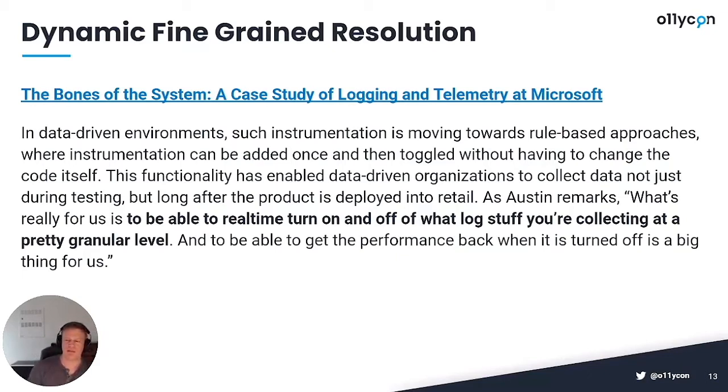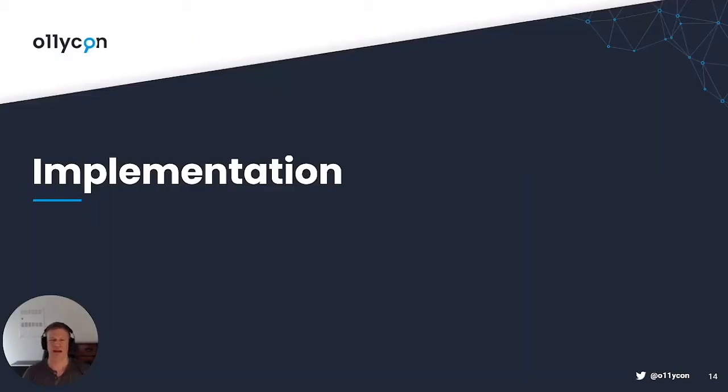They mentioned that what's really important for them is to be able to get log stuff at a pretty granular level and turn it on and off in real time, and then be able to get the performance back when it's turned off. So they want to be able to turn on debug logging for a particular branch, for a particular subsystem, showing them exactly what's going on, take the hit to performance, and then turn that off again afterwards. And we don't really have a way to do that in distributed tracing, but I'm going to show you a proof of concept, and we're going to walk through that.